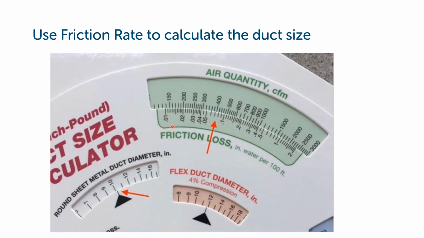So again, here's our 0.73 and here's our 400. And when we line these wheels up so that those points meet, this over here tells us that we are looking for a 10-inch round sheet metal duct diameter.